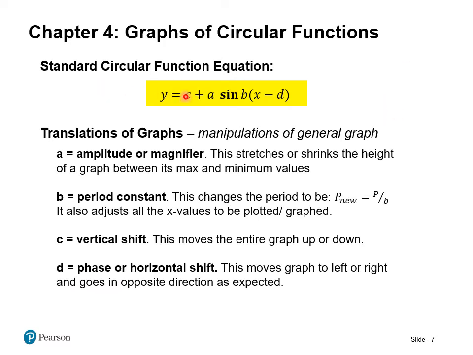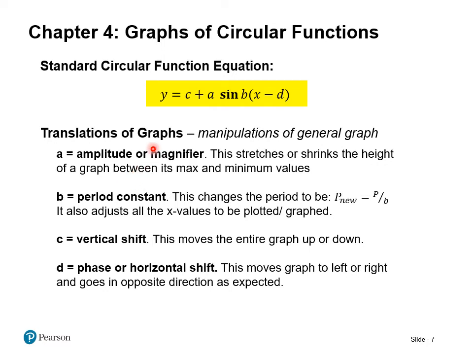The variable A is the number in front of the trig function, like 2 sine x, 5 cosine x, 5 secant x. That number, just the number 5 in the example I just gave, is the amplitude or magnifier constant.